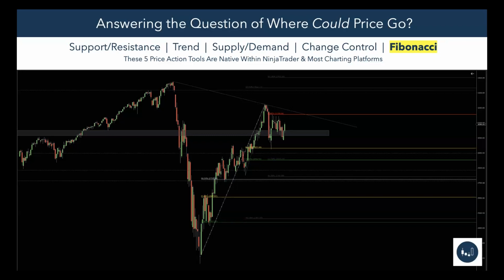So these are the 5 price action tools that are native within NinjaTrader and most charting platforms: support and resistance, trend, supply and demand, change of control, and Fibonacci. We're going to be spending our time today talking about Fibonacci, but here's just a sample chart that has all 5 of those tools on it. And for the remainder of this presentation, we're going to dive deeper into the Fibonacci component of this.